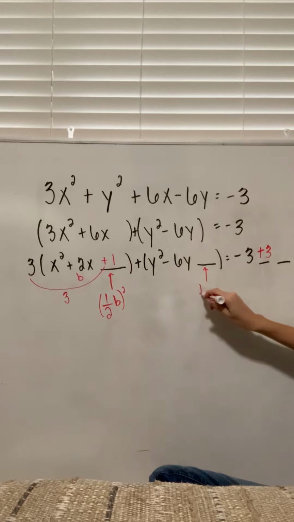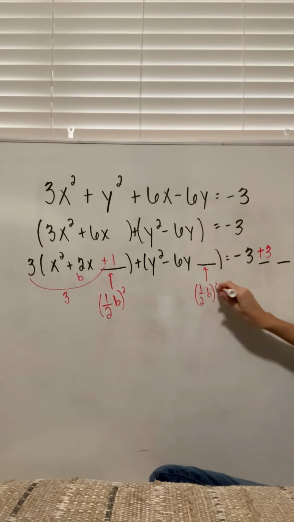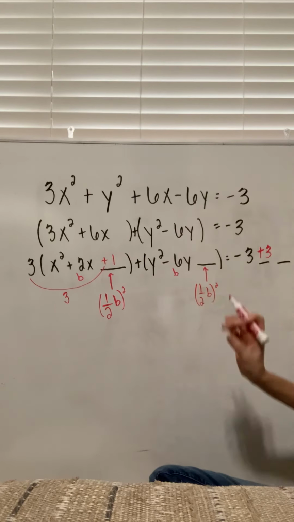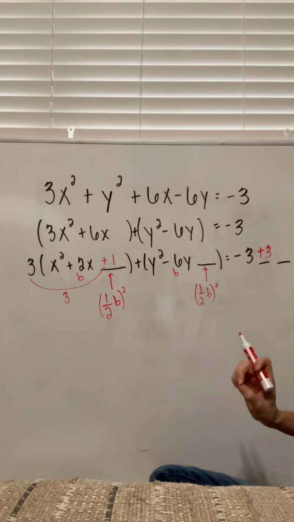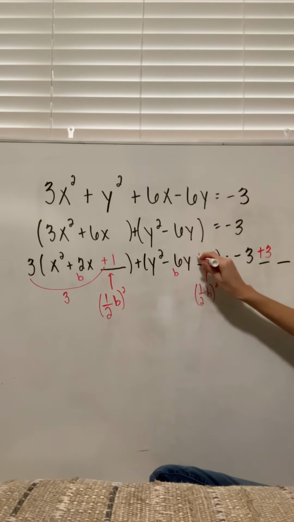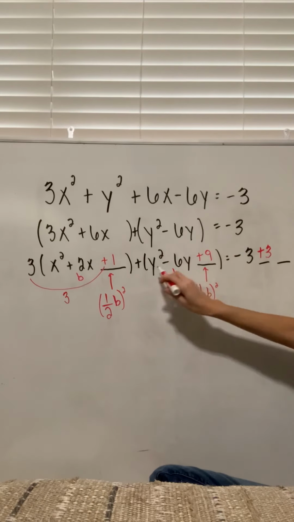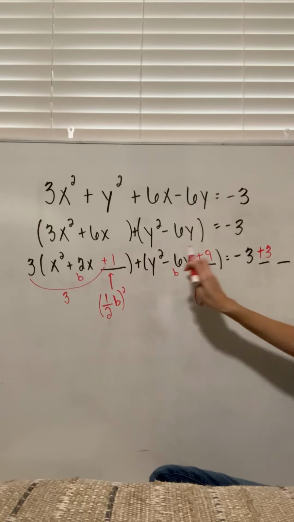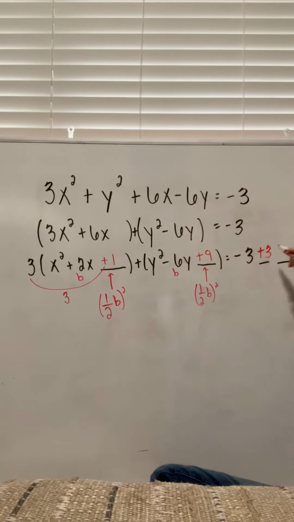Now for the y terms, we're going to complete the square also. We're going to do half of b, and we're going to square it. Now for the y terms, the b value is a -6. Half of -6 is -3, and -3 squared is a +9. Now notice that there is nothing in the front here to distribute, so this value of 9 is what we add to the right side.